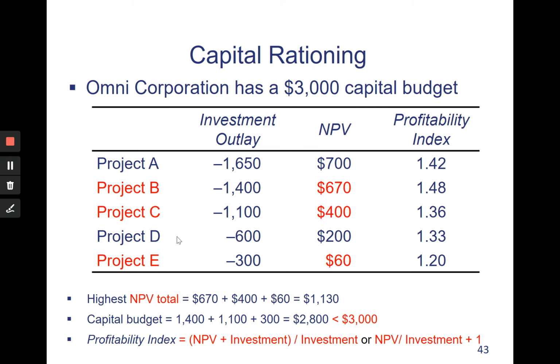Okay, so this is easy to calculate. Profitability index for project A becomes 1.42, for project B becomes 1.48, and so on. Please calculate this, taking a minute, and make sure that the calculations make sense to you.